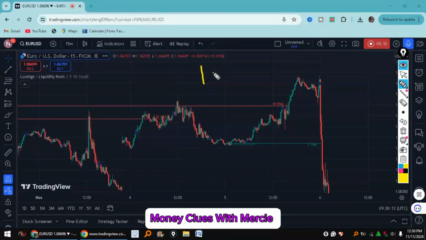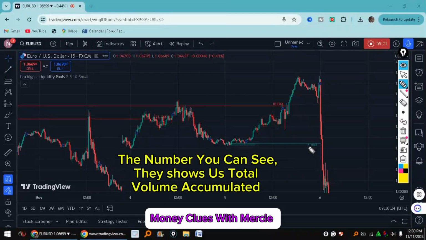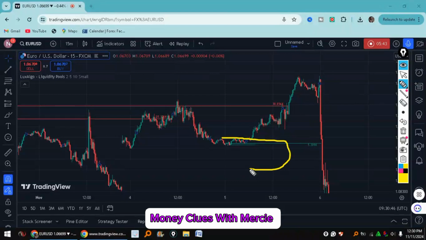I will start with the numbers. You can see right here, they are in different colors, red and green. The numbers you can see actually show the volume accumulated in each and every zone. We also have what you can see highlighted right here, despite us having the number. They are actually shown by this horizontal line that has this highlight of green line, as you can see right here.